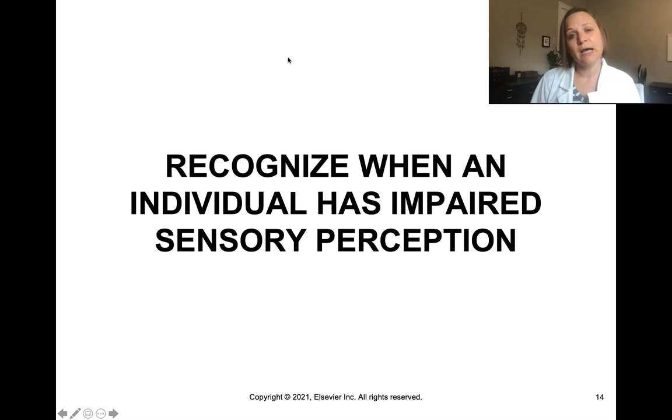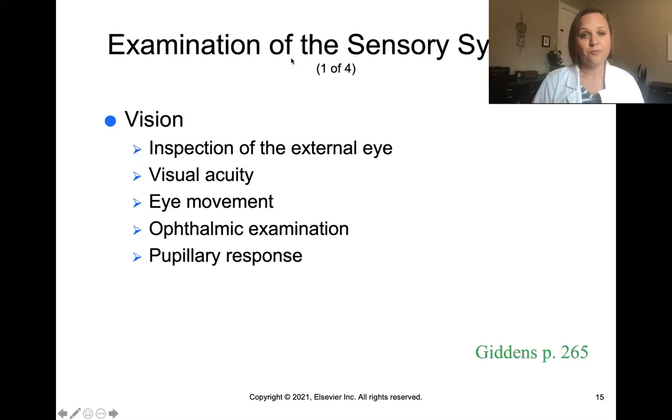So how do we recognize when an individual has impaired sensory perception? Well, we can examine the vision through a number of techniques. First would be the examination or inspection of the external eye. And this is on page 265 of your Giddens if you want to read along with me, but we're looking at all of the external eye structures, including the eyebrows, eyelashes, and eyelids. And we're looking for things like symmetry, size, and extension.